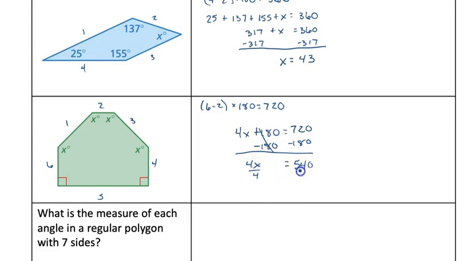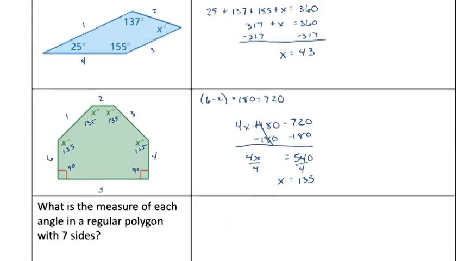Divide by 4. And each of the angles with an x are equal to 135. So this would be 135, 135, 135, 135. And we already knew that these were 90. And if I add all of those up, they're all going to add up to make 720.